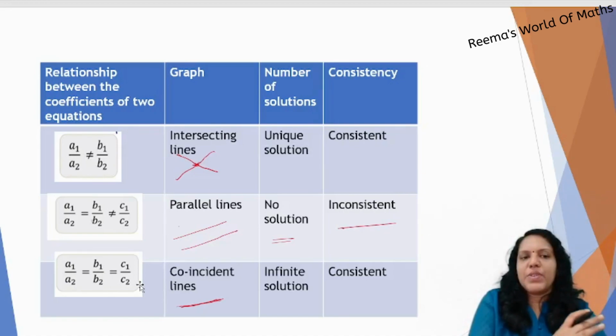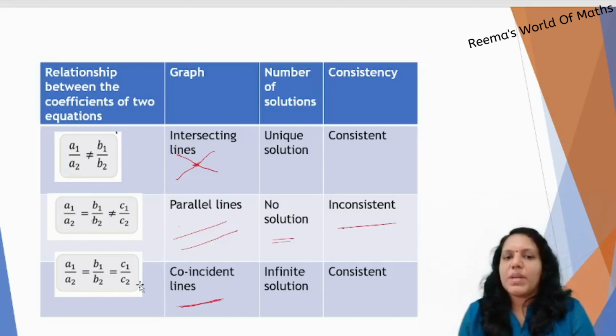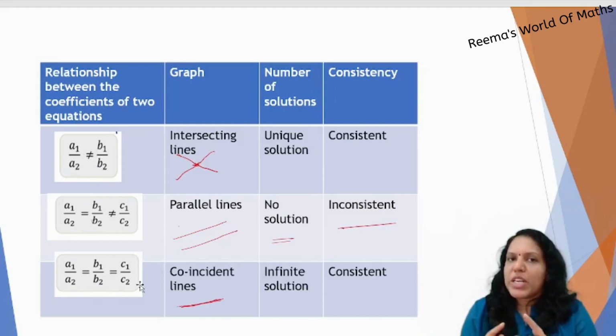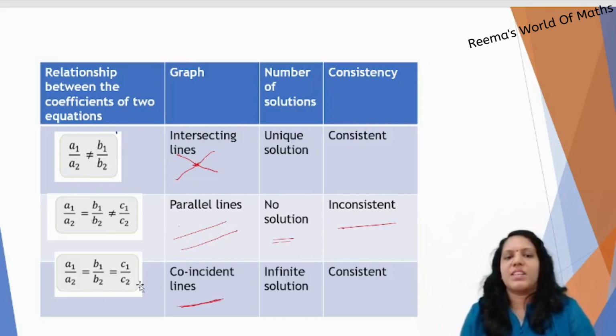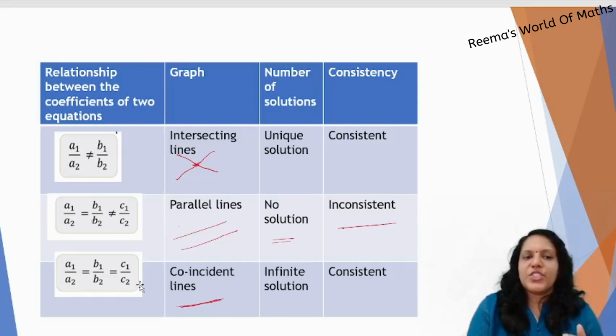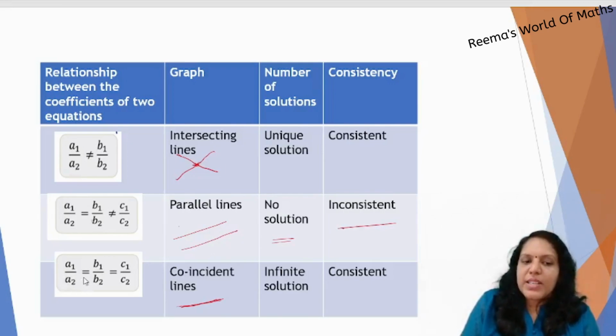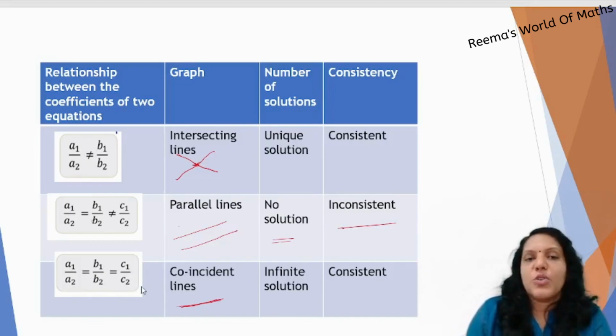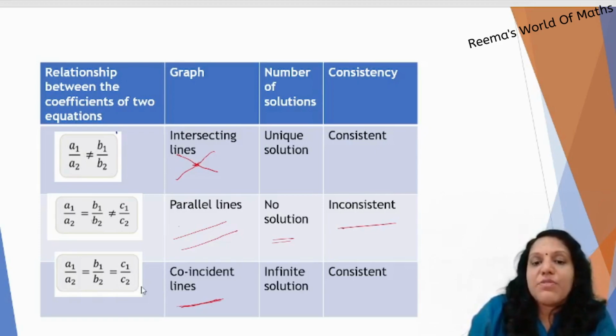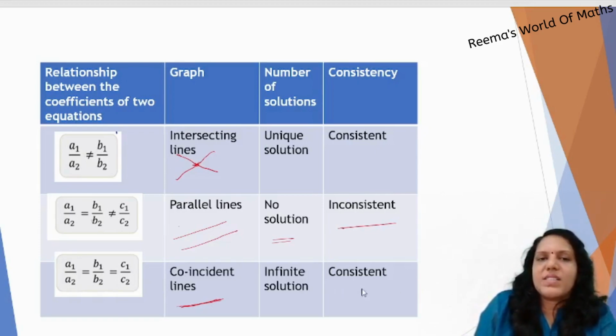So if A1 by A2 is not equal to B1 by B2, then the graph will be intersecting lines and there will be only one solution and it is consistent. Similarly, the second relationship: if A1 by A2 is equal to B1 by B2 and not equal to C1 by C2, it will form parallel lines and it has no solution and it is inconsistent. The third relation is A1 by A2 is equal to B1 by B2 is equal to C1 by C2, and it will form coincident lines. So the lines will coincide and it has infinite solutions and it is consistent.